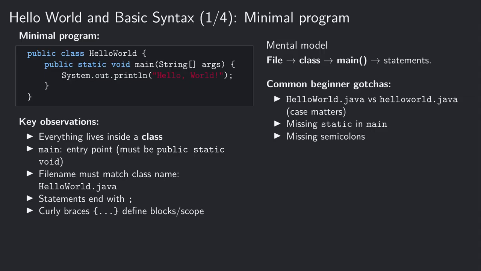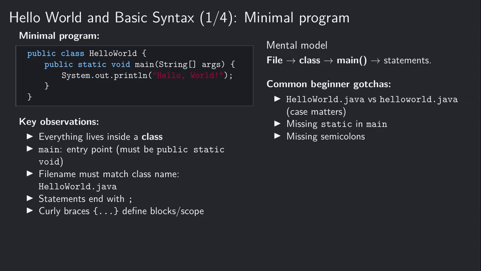This slide also reinforces the syntax discipline that will make the rest of the course painless. Statements end with semicolons, and curly braces define blocks and scope. That scope concept matters hugely later for concurrency, because we'll be careful about where variables live, where shared state is declared, and what a block of code contains logically.